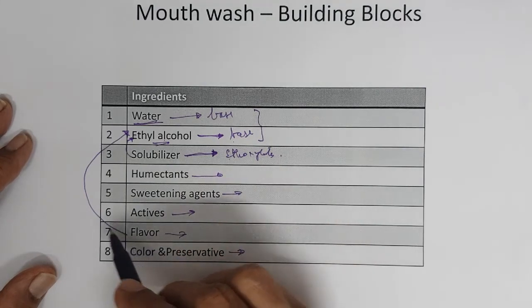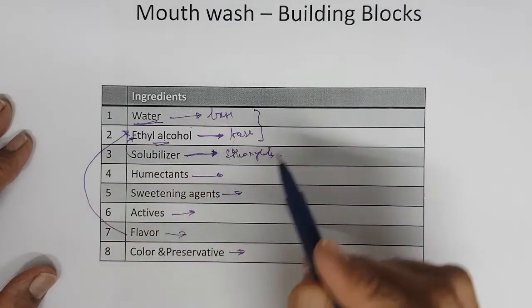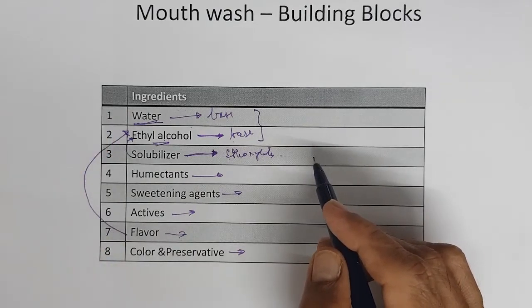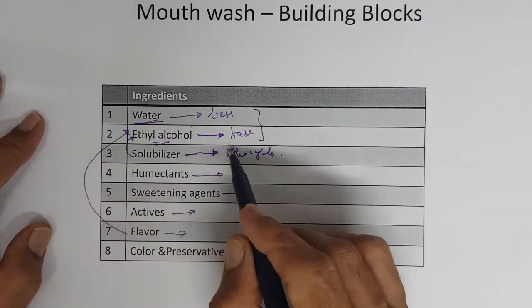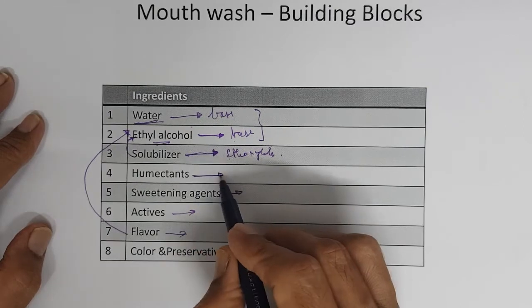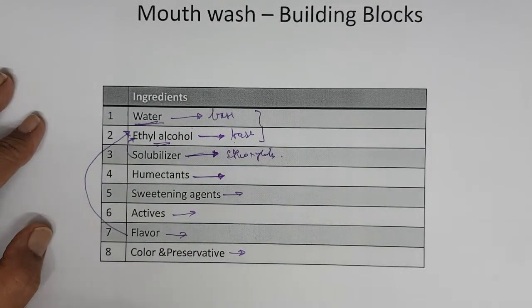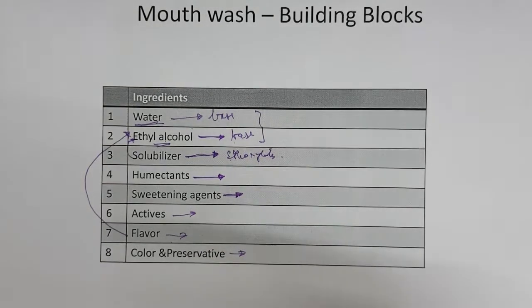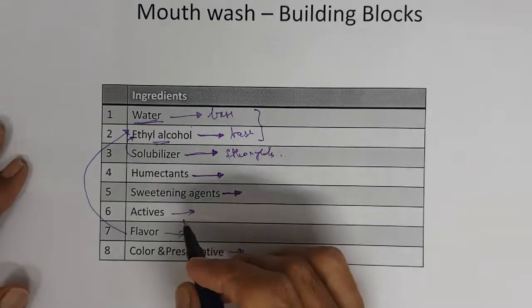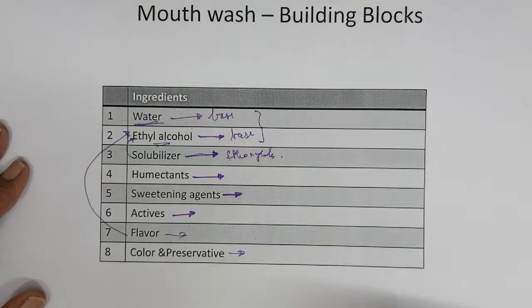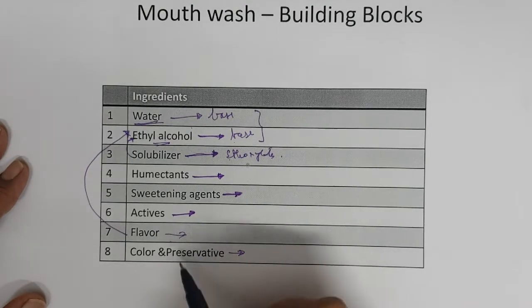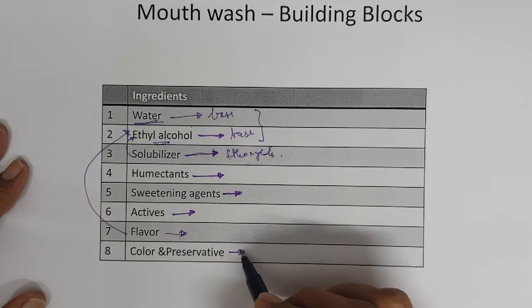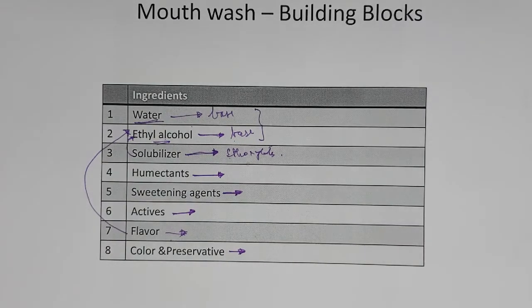Solubilizers are added to solubilize the flavors in this system base, because most of the flavors are oil soluble. So it is to solubilize in water. Ethoxylates are used. Humectants are used to give a moisturized feel. Sweetening agents synergize with flavors to enhance the flavor and the taste. Then actives. We discussed the actives in the previous slide. Actives are used, of course, flavors, color and preservatives. These are the building blocks of a typical mouthwash.